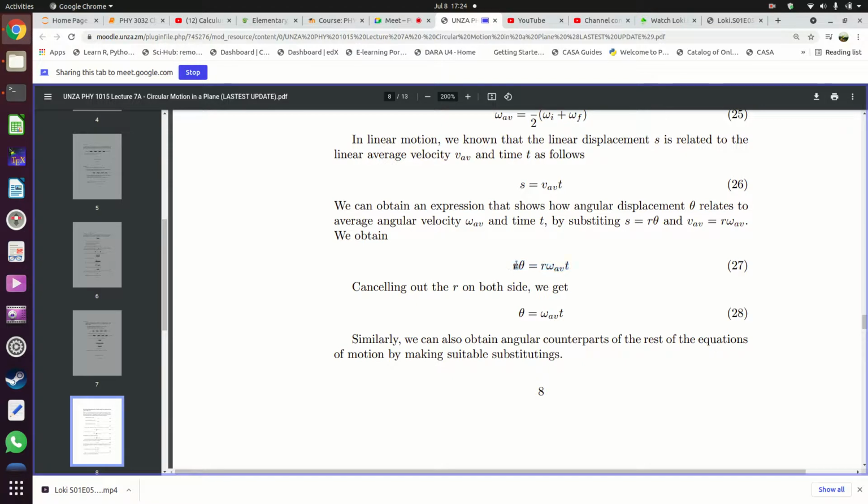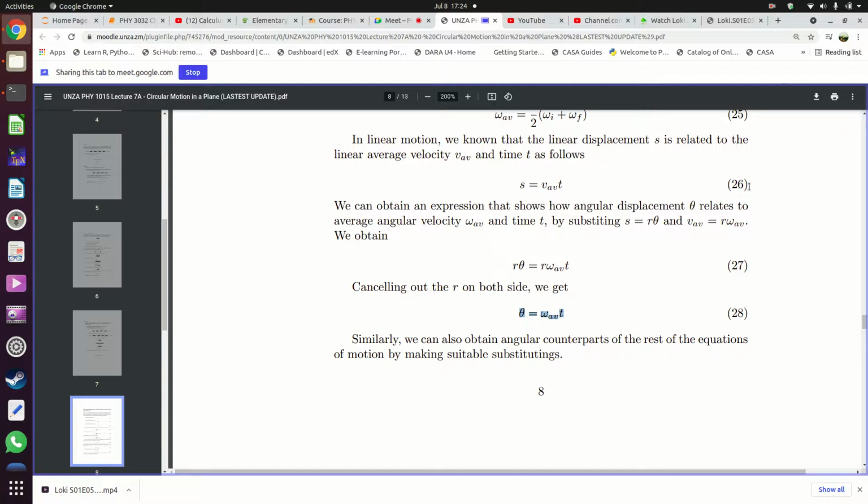Then there's r on the left hand side and r on the right hand side, so you cancel them out. You're going to remain with theta is equal to average angular velocity multiplied by time. Again, if you look at this, S is equal to average velocity multiplied by time, equation number 26, and the angular displacement is equal to average angular velocity multiplied by time. They're just the same thing. They're carbon copies of each other.